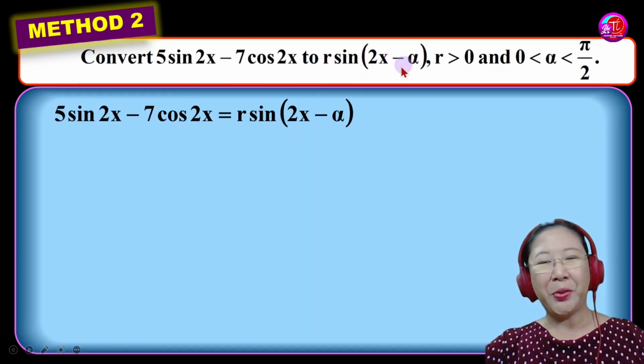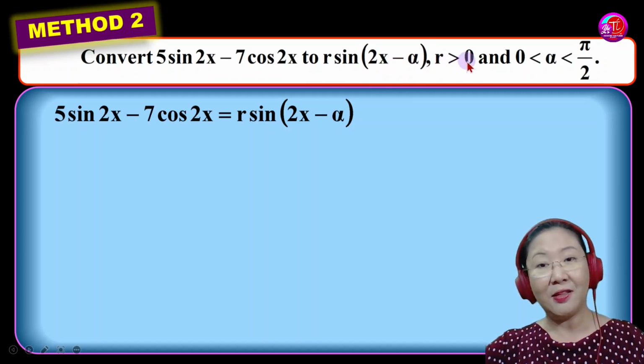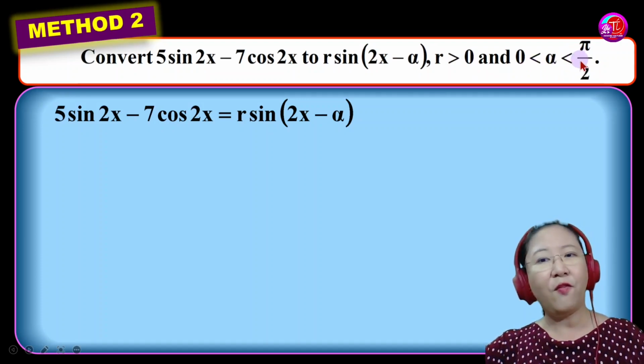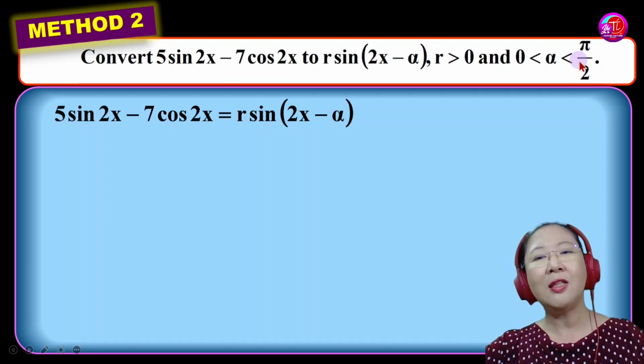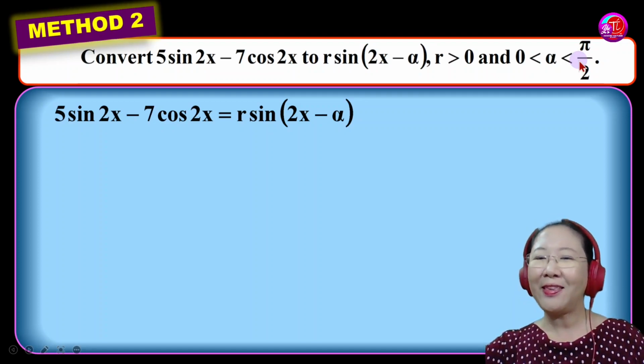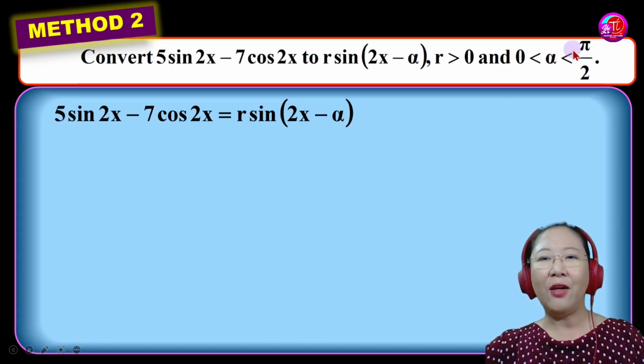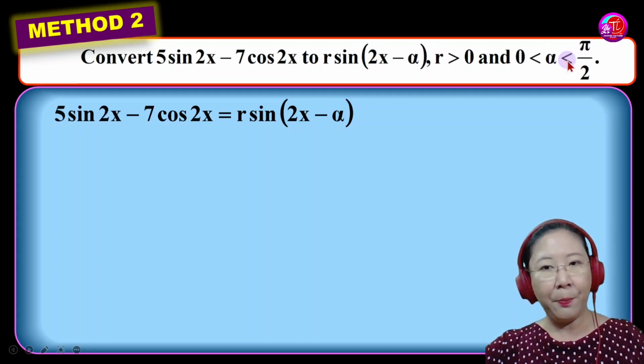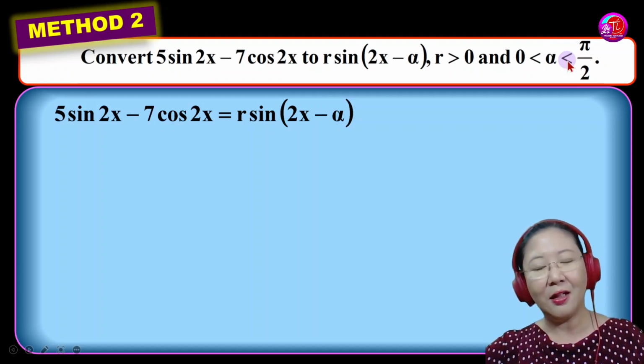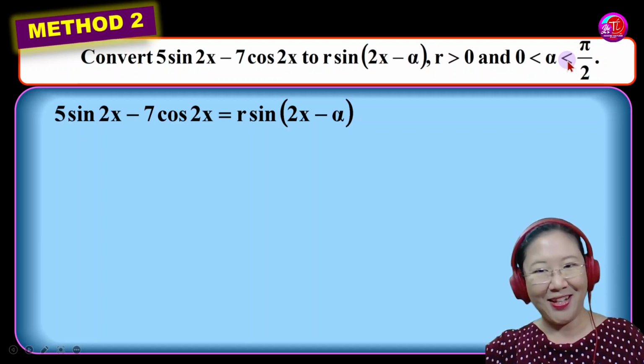But in this question, they mentioned R has to be bigger than 0 and alpha is between 0 to pi over 2. Now, they gave you in the format of pi over 2, which means in this question, they wanted the answer in radian form. Anytime they give you the format of pi, the question is best answered in the form of radian.